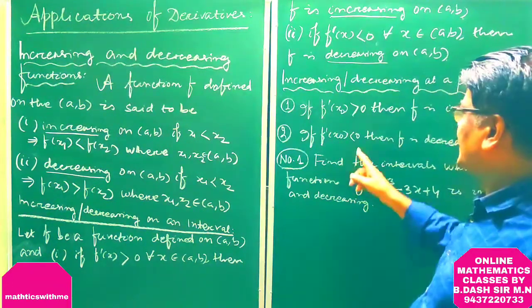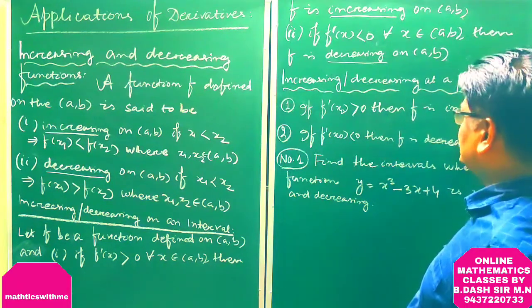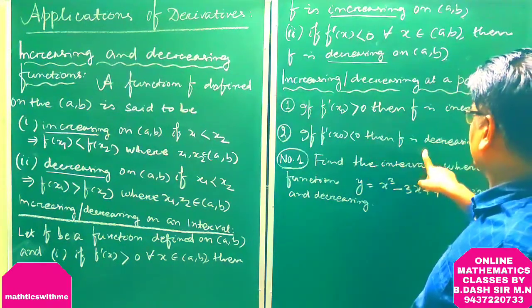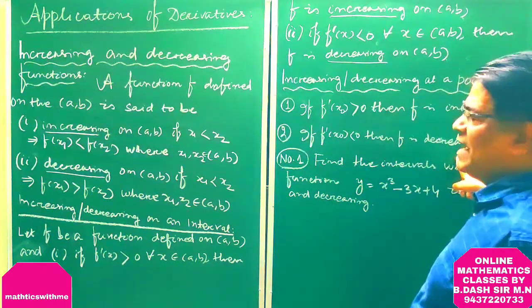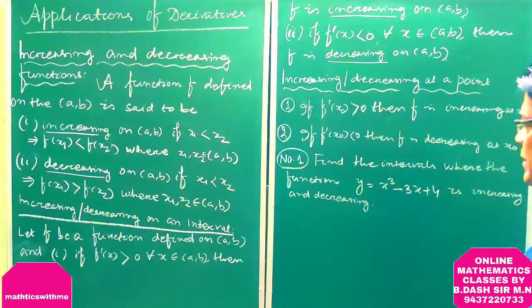Now, increasing and decreasing at a point. If f'(x0) > 0, then f is increasing at x0. If f'(x0) < 0, then f is decreasing at x0. Now let us proceed to solve a problem.